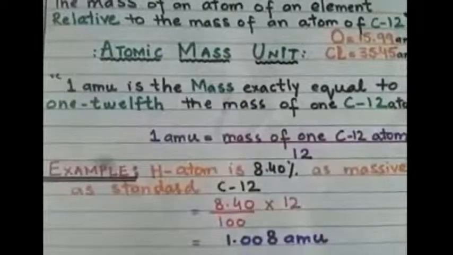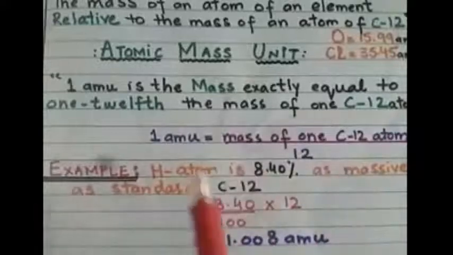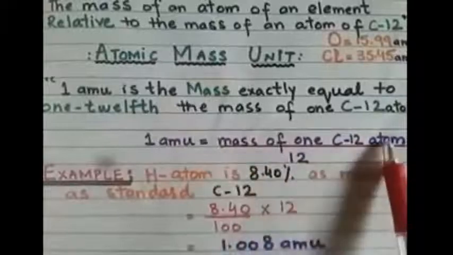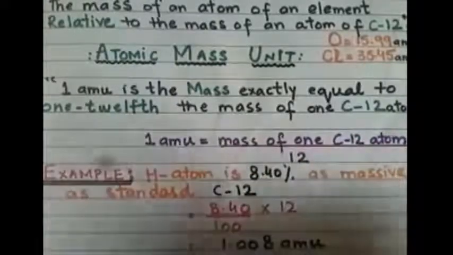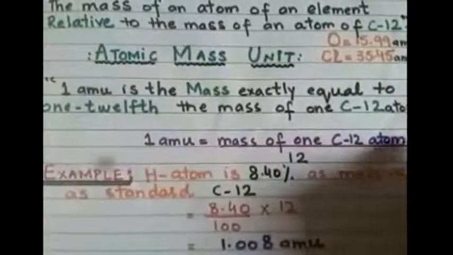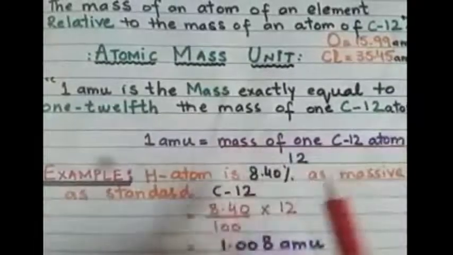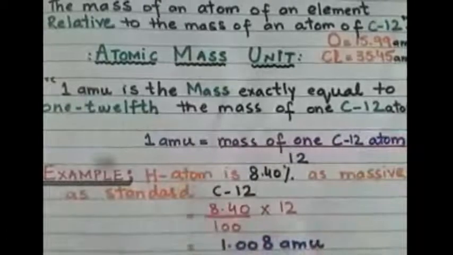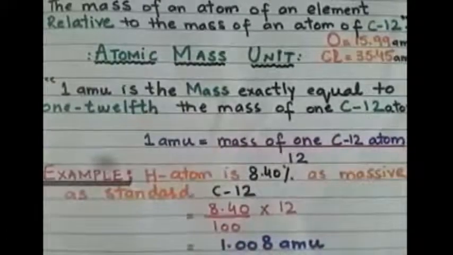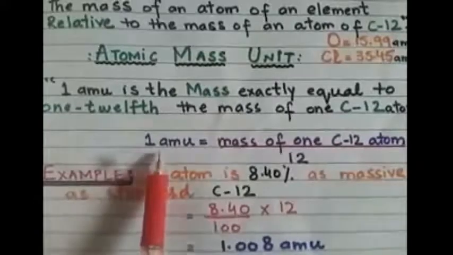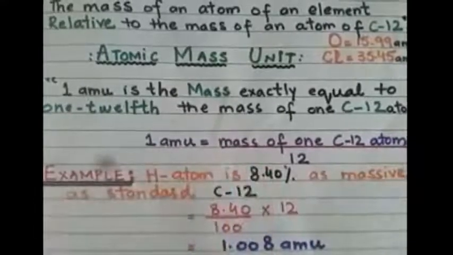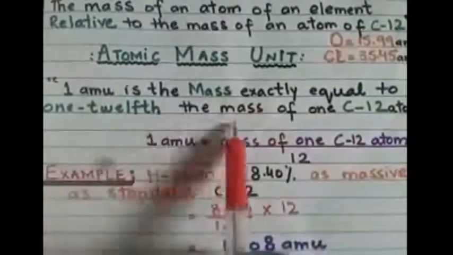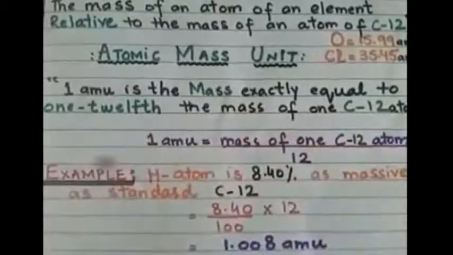We can simplify this whole definition by this simple formula: 1 AMU is equal to the mass of one carbon-12 atom divided by 12. When we divide the mass of one carbon-12 atom, which is 12, by 12, we get 1, and it is given the unit AMU. So this is the definition of 1 AMU, the mass exactly equal to 1/12 the mass of one carbon-12 atom.